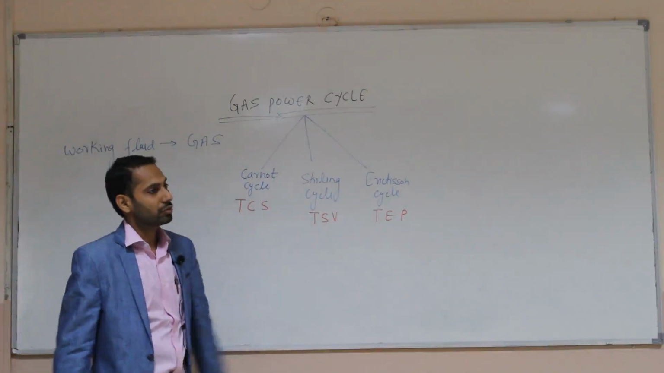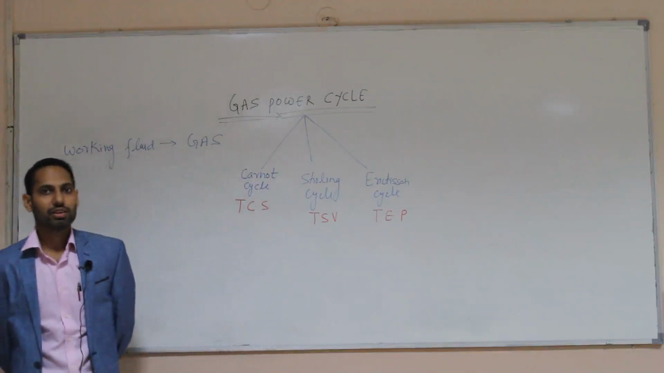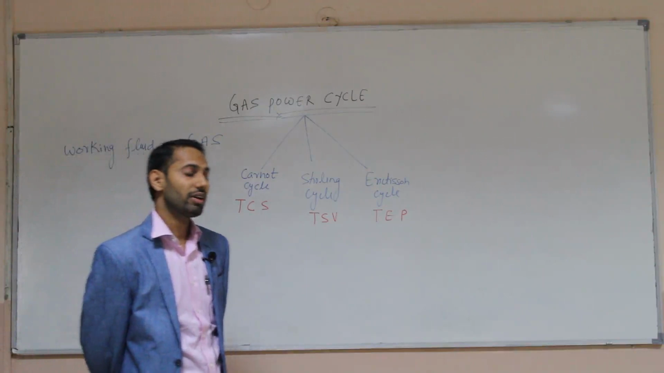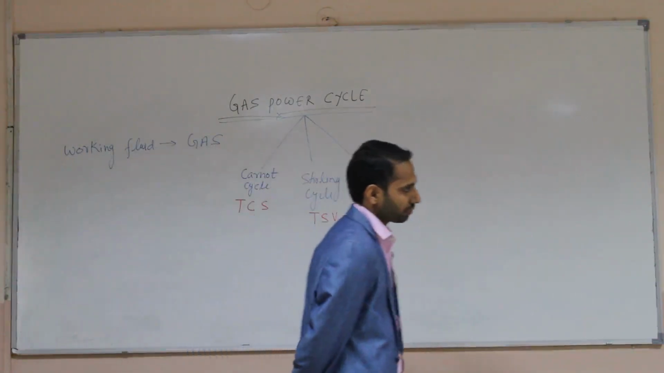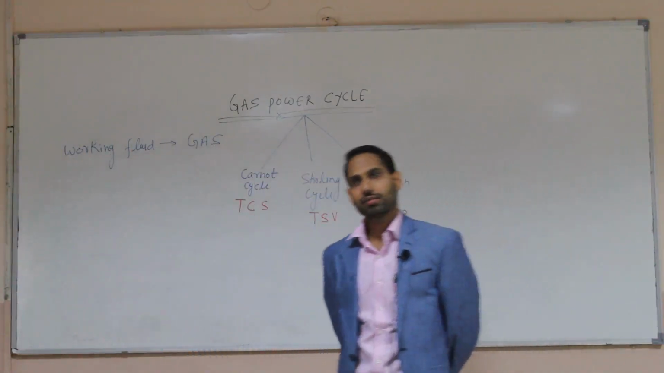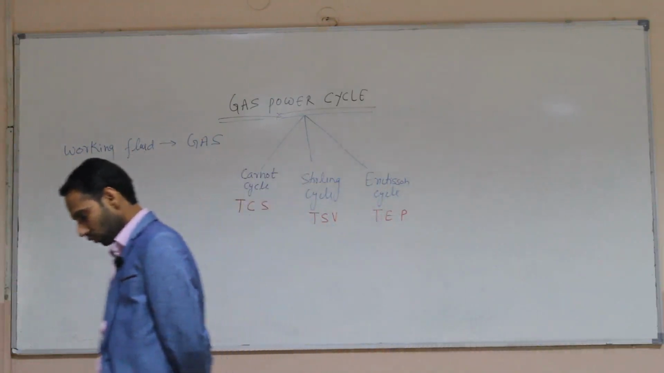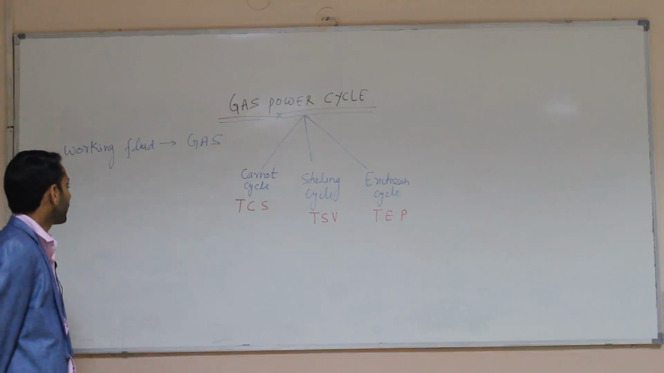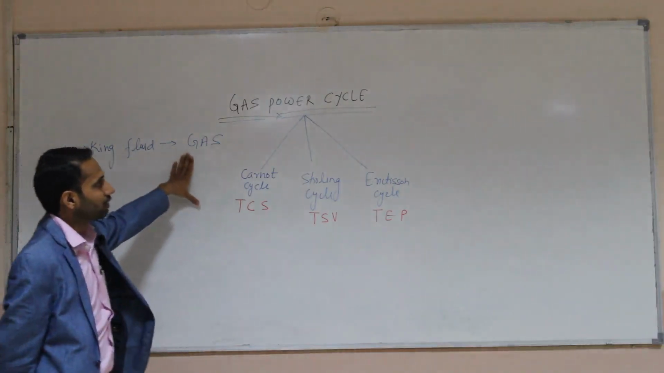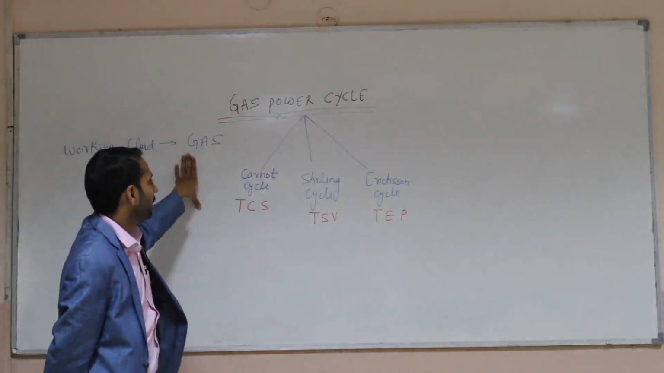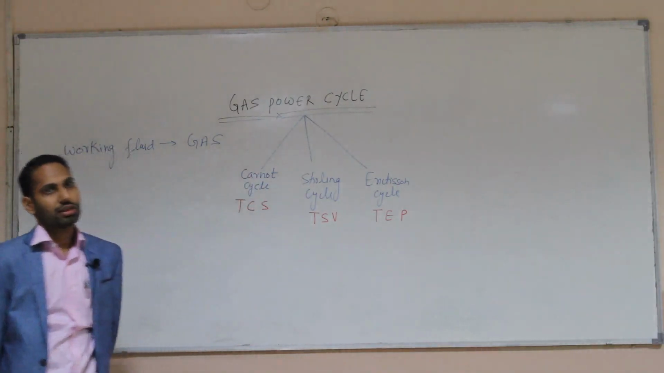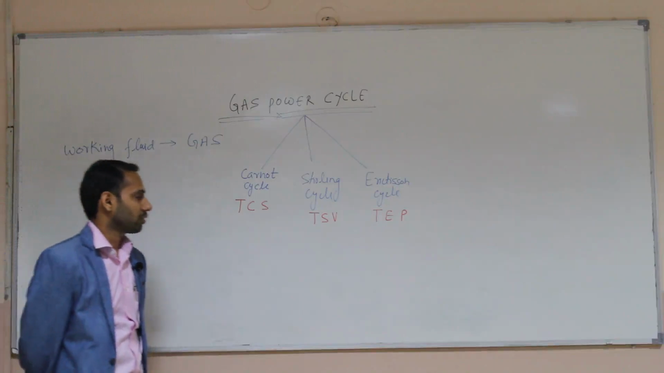When we come to IC engines, we will study the Otto cycle, diesel cycle, and dual cycle. When we come to power plants, we will study the Brayton cycle. So the basis of these cycles is the working fluid. If the working fluid is gas, then these cycles are known as gas power cycles. So the first one is the Carnot cycle.